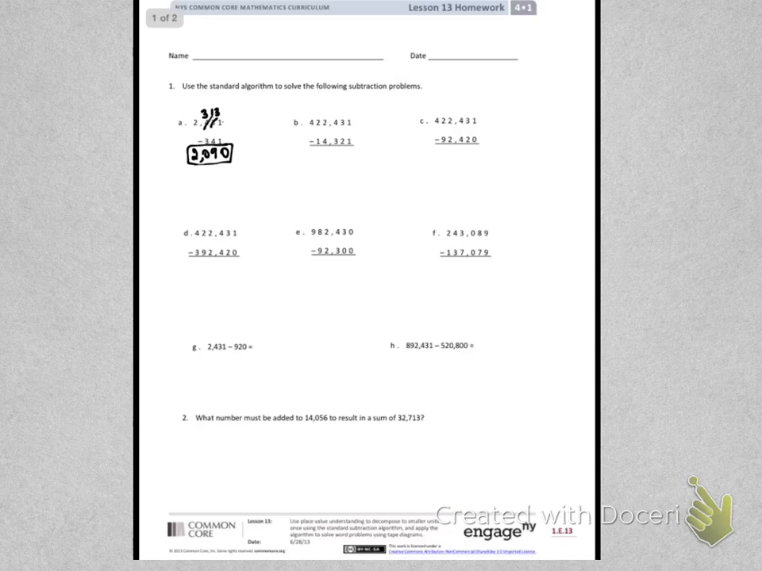Next, I'm going to do problem number 2. What number must be added to 14,056 to result in a sum of 32,713? To solve this problem, I'm going to use a tape diagram. So I'm going to make a block that represents our 14,056. I need to know what number could be added to that. So my next block is going to be blank.